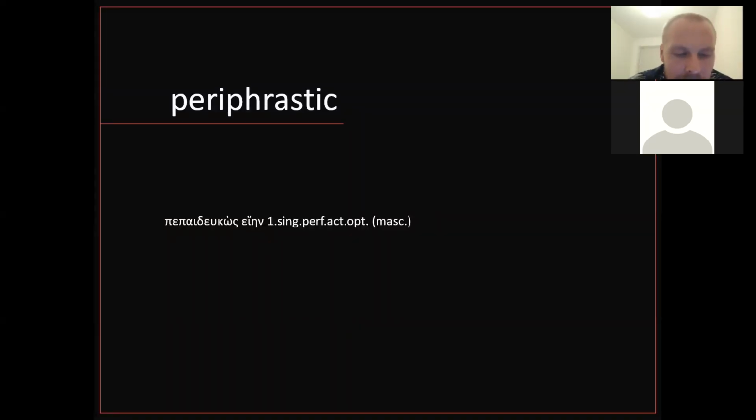But also in connection with the perfect active optative, the proper optative is rare, and instead the periphrastic forms are often used. For instance, pepaideukos eien is the first person singular periphrastic active perfect optative form when the subject is masculine. Okay, moving on.